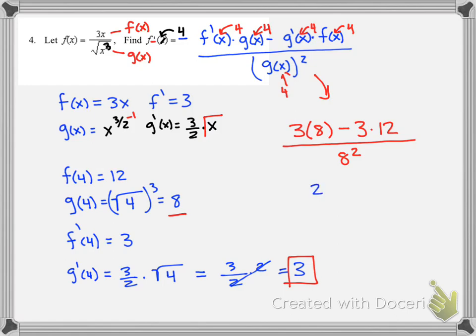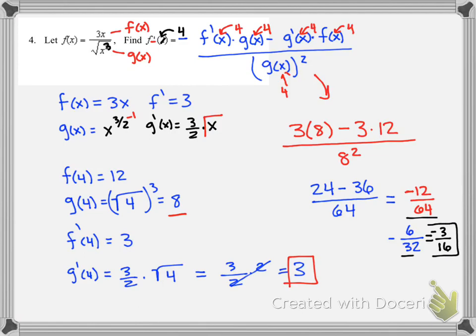Well, this is going to be 24 minus 36, all over 64, which simplifies. So we're looking at negative 3 over 16.